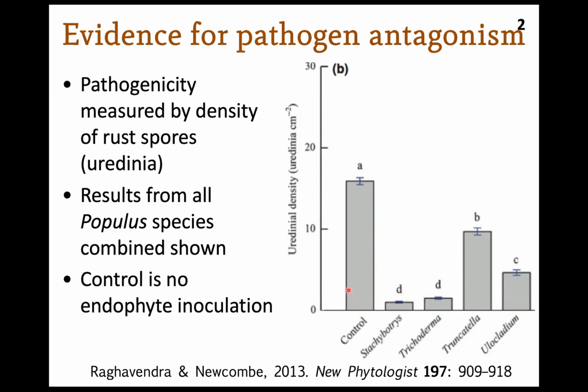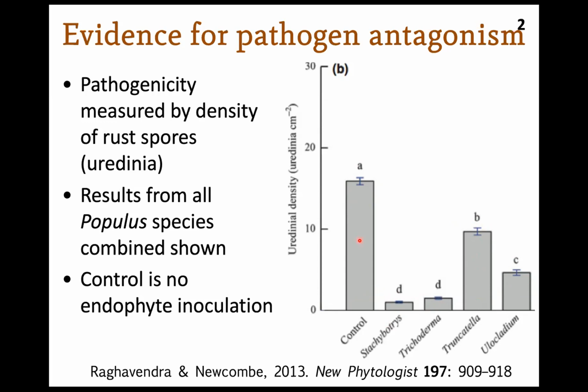What you can see is that there's been a dramatic reduction, particularly for Stachybotrys and Trichoderma endophytes, in the number of uredinia produced by the fungal pathogen. There is also some pretty good reduction, but not quite as strong, for these other 2 fungal endophyte species. And of course, they're comparing to the control here.